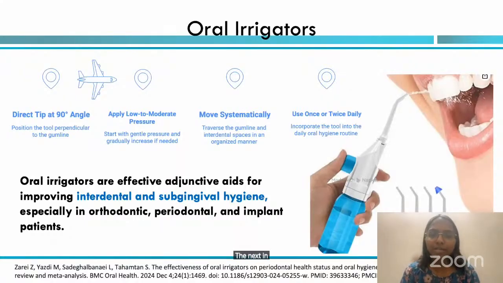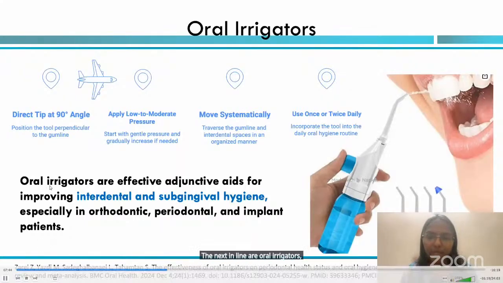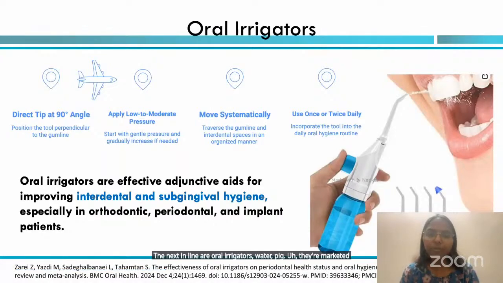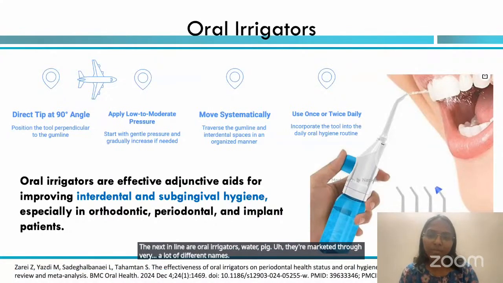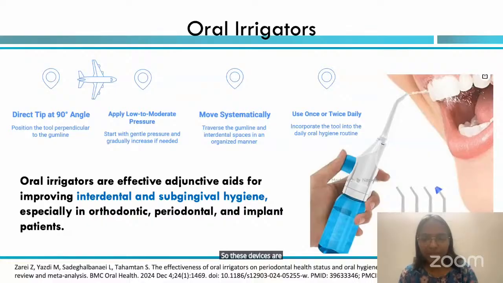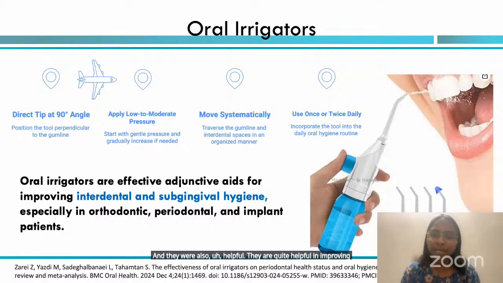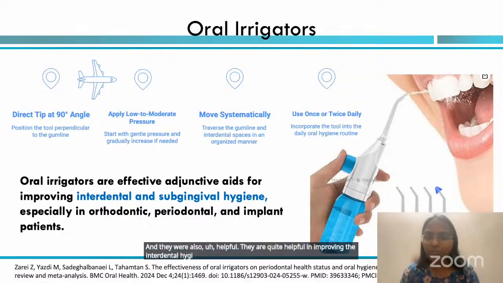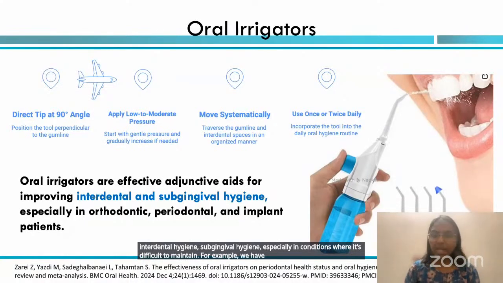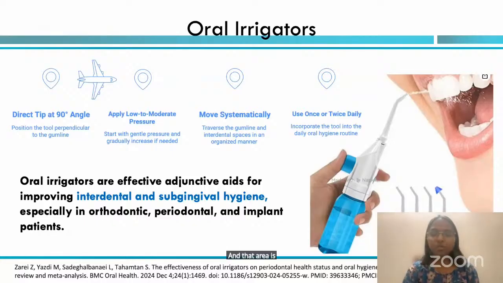The next in line are oral irrigators, or water picks. They're marketed through a lot of different names. These devices are adjunctive aids. They are not a substitute, but an additive to toothbrushing. They are also quite helpful in improving interdental and subgingival hygiene, especially in conditions where it's difficult to maintain. For example, we have implants, and that area is difficult to maintain.